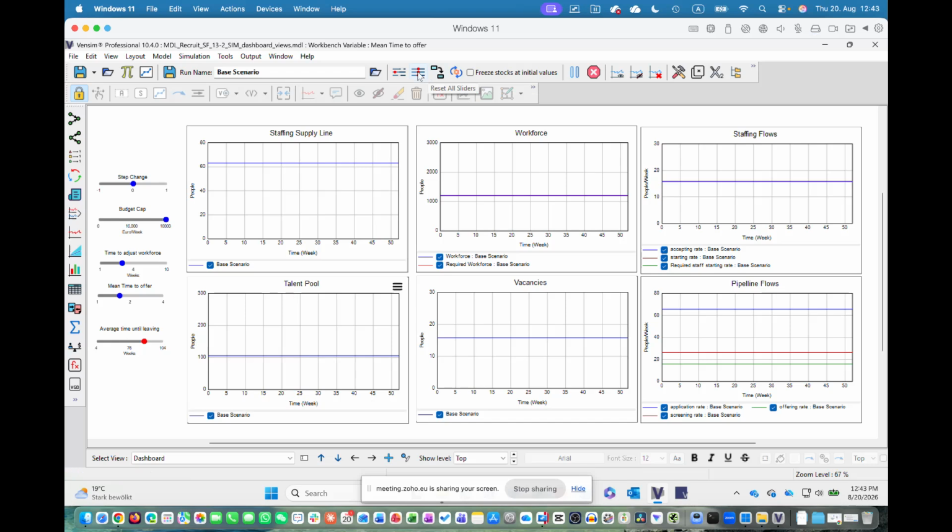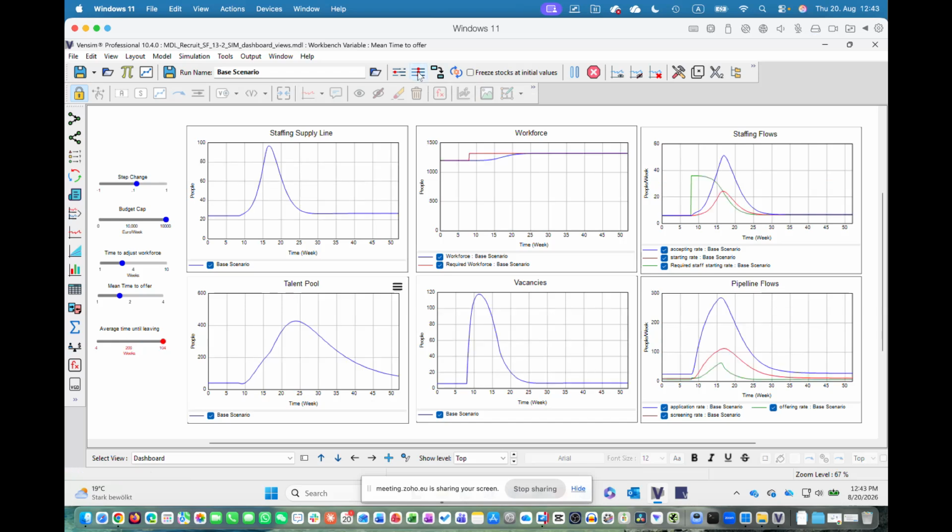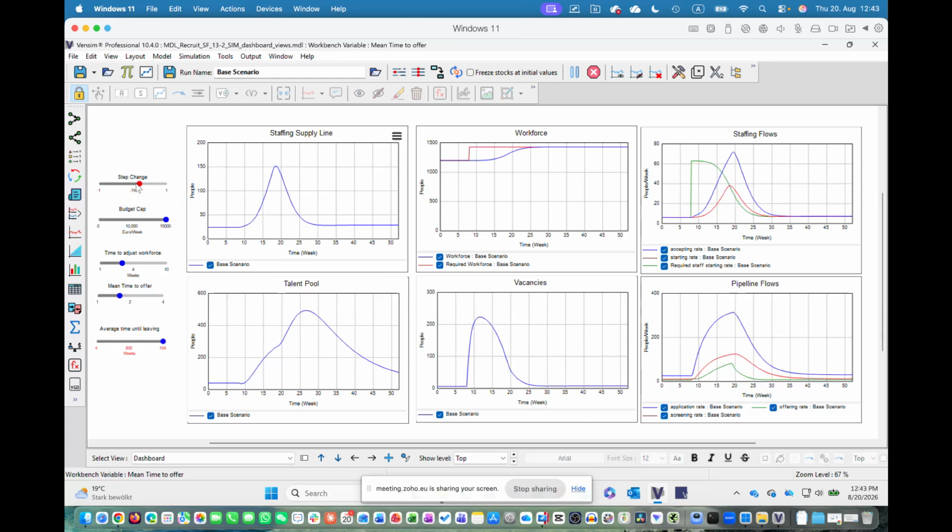Now, if I set everything back to 0, and now I introduce here a step change, so we can click here.